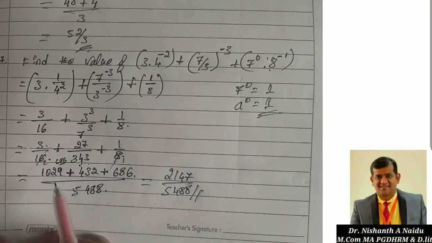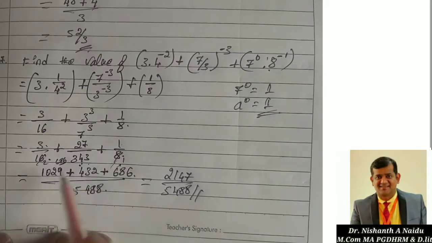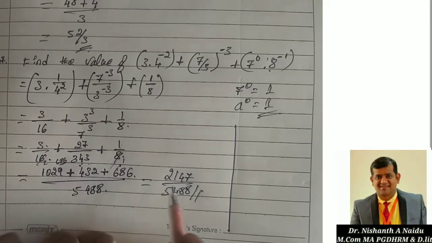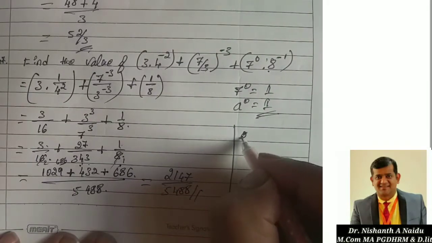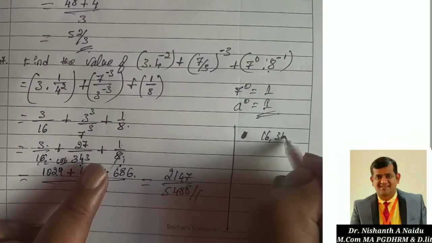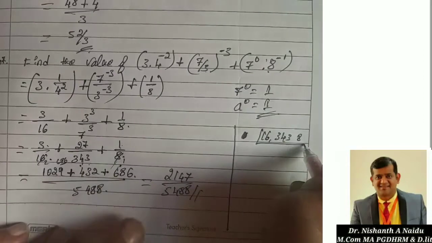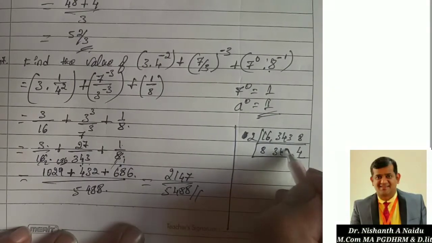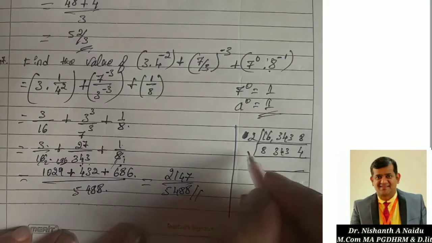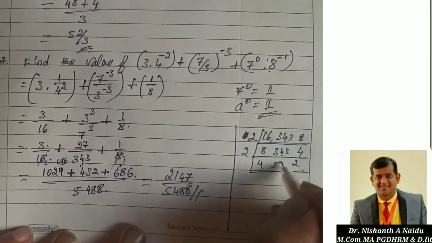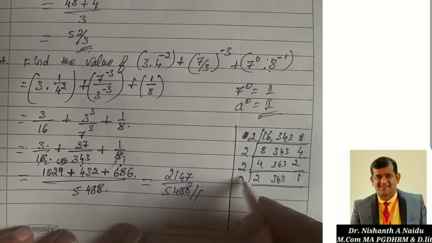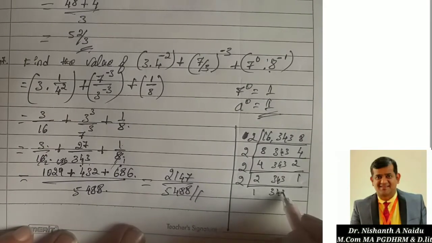So if you get confusion, look here: 16, 343 and 8 are three different denominators, so you can find the LCM also. I have not identified the LCM directly, so you can cross-check the answer here. To find the LCM of 16, 343, then 8, correct? First 2 eights are 16, 2 fours are 8. This 343 I'm carrying as it is. Next 2 fours are 8, 2 twos are 4, 343 remains the same. Next 2 ones are 2, 343, 2 twos are 4. Next 2 ones are 2, 343 and 1.